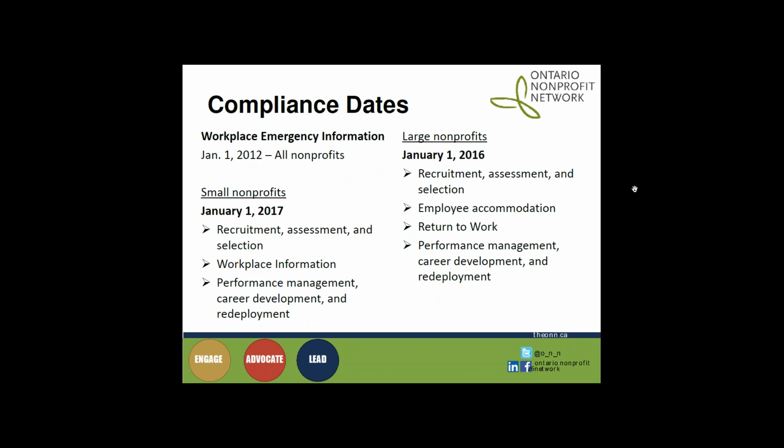In terms of dates and deadlines, I won't spend much time on here, but you can see large organizations should have had this in place as of the top of this year, January 1st, 2016, and small organizations should be working on it now because they need to be compliant as of January 1st, 2017. And as I mentioned, the workplace emergency information, ensuring that any employees that have a disability and that might need assistance during an emergency have a plan created for them. That was to have been done from January 1st, 2012 and going forward as you have new employees.